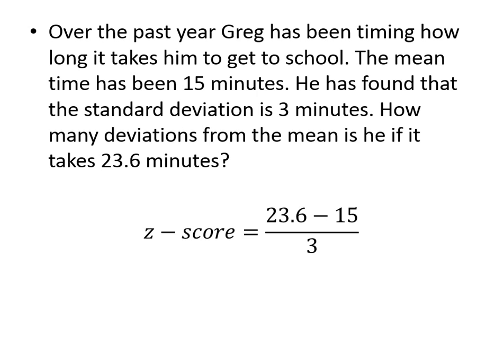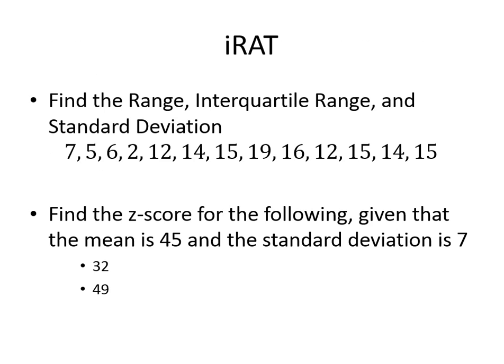Pretty simple, pretty straightforward. Then you would calculate that through, and you see you get about 2.867. So he's almost 3 standard deviations away from the mean, which is kind of a big outlier if you have a lot of data points for this. So that's what the z-score does. It tells you how far away.